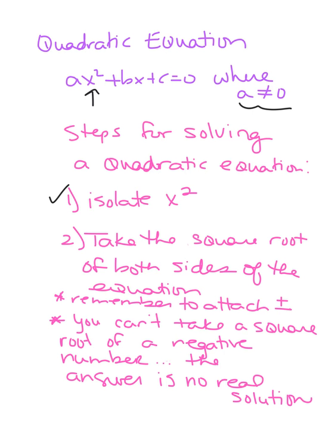The second thing we're going to do is take the square root of both sides of the equation, which we're going to explore in just a little bit. Now remember, when you do that, the biggest thing that students forget is you have to attach a plus or minus symbol in front of the value. Now again, just a reminder, we looked at it last lesson: you can't take a square root of a negative number. The answer will always be no real solution.